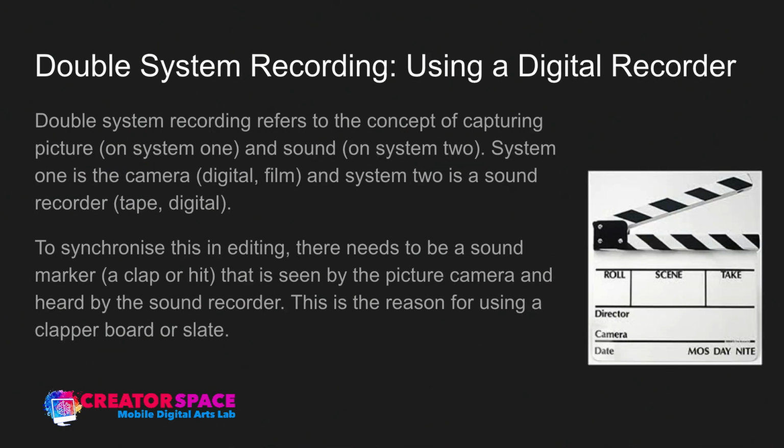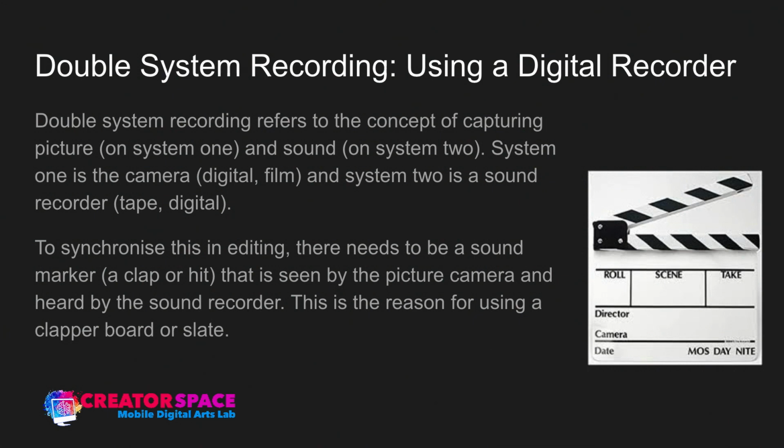Okay, double system recording. Now this is a concept of using two systems, using a camera and a digital recorder. So what does that mean? It refers to picture being captured on system 1 and sound being captured on system 2. So system 1 is really the camera itself. So that could be digital video, digital cinema camera. It can also be a film camera. So, Super 8 camera, 16mm camera, 35mm camera, right? So that's just the picture. There's no sound being captured on it.